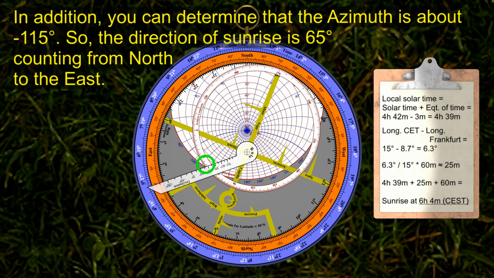In addition, you can determine that the azimuth is about -115 degrees. So, the direction of sunrise is 65 degrees counting from north to the east.